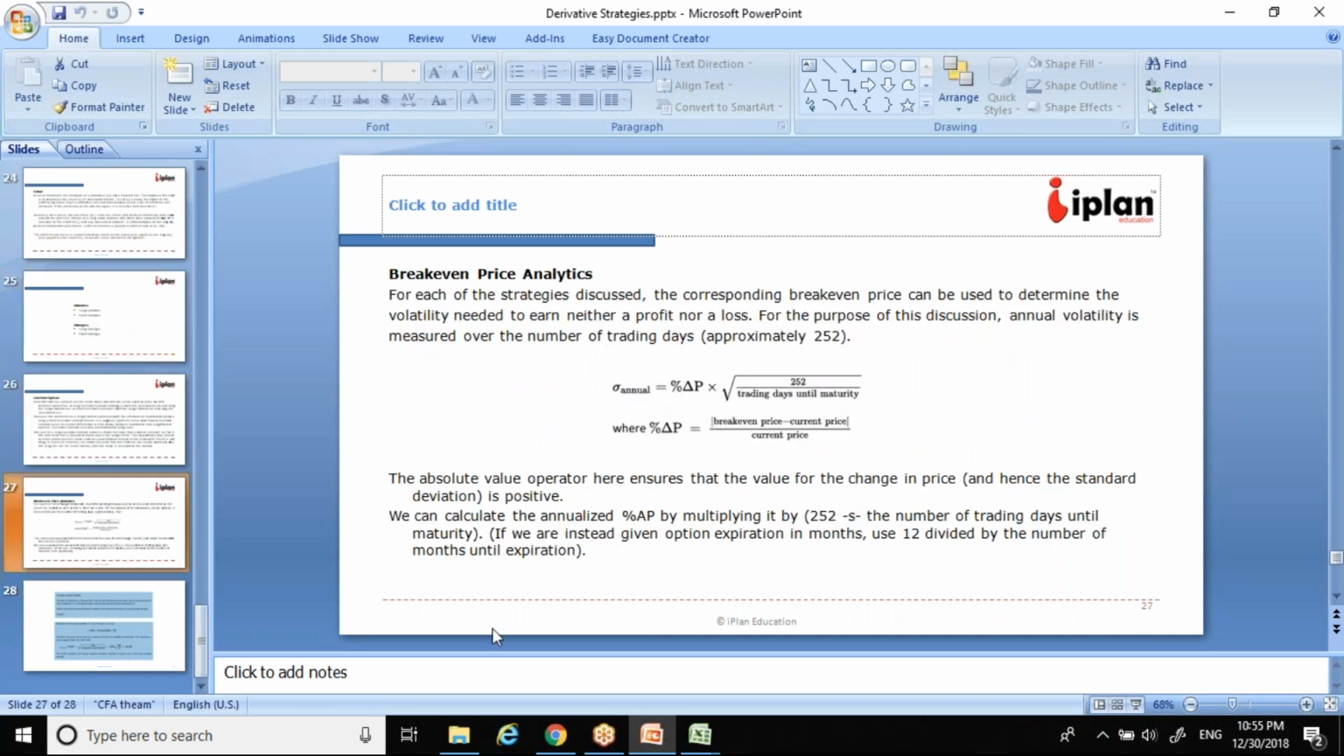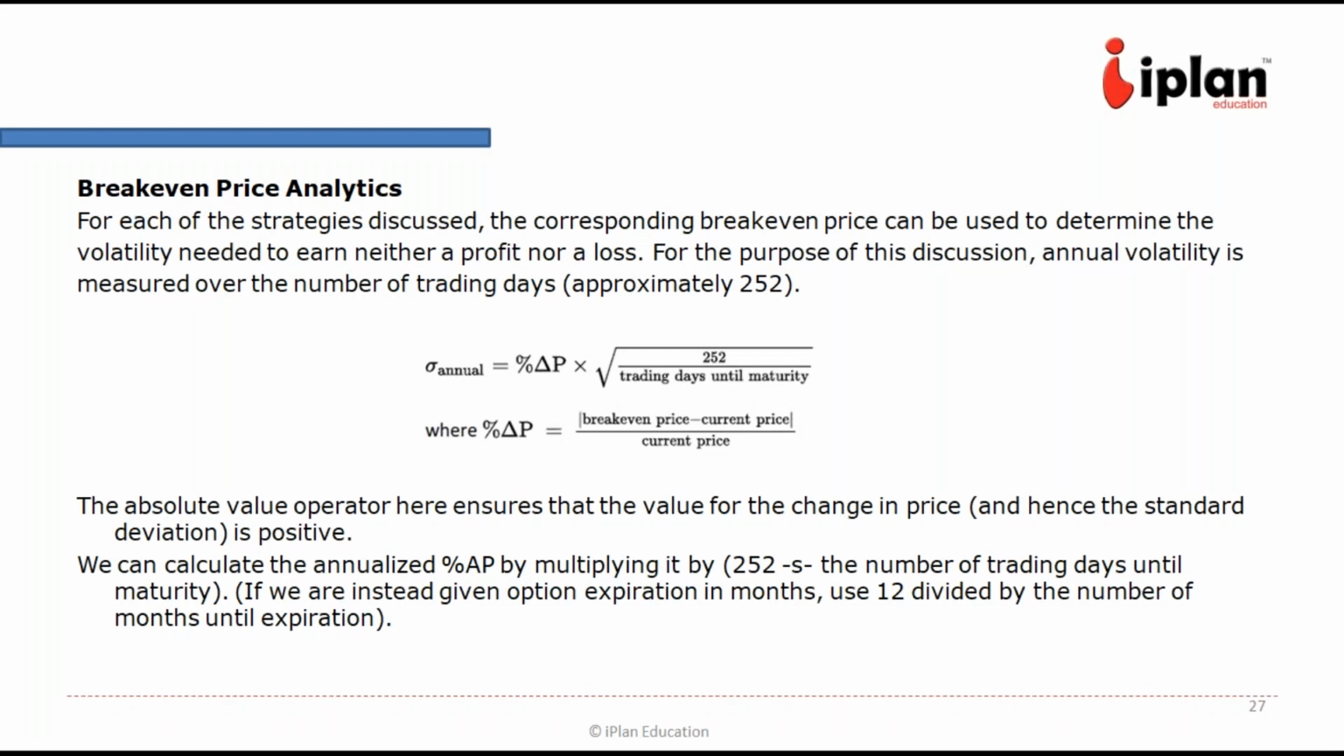Now, break-even price analytics. For each of these strategies discussed, the corresponding break-even price can be used to determine the volatility needed to earn neither a profit nor a loss. For the purpose of discussion, let's suppose the annual volatility is measured over the number of trading days. Approximately 5 to 10 days are traded in a week because Saturday and Sunday we don't trade.